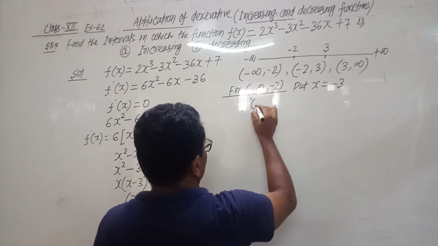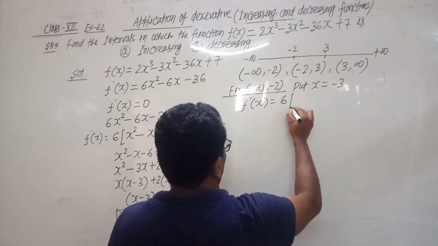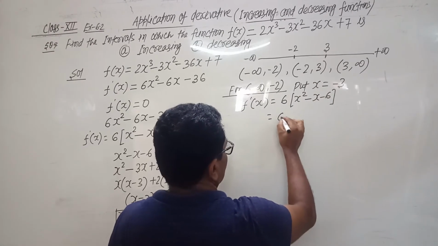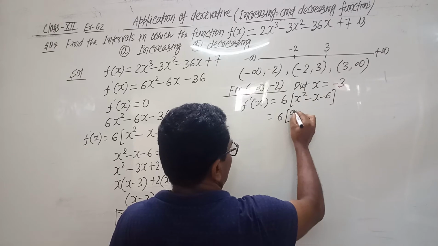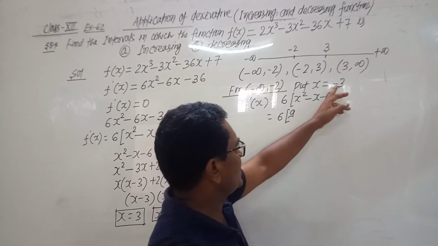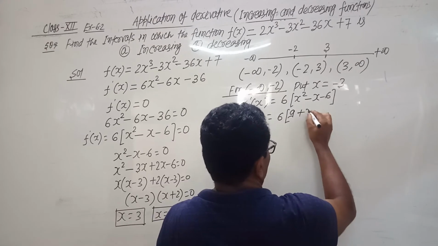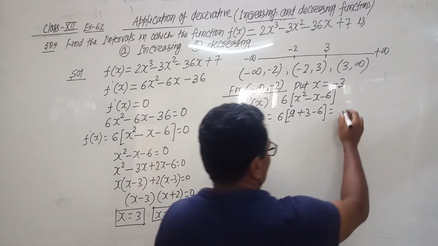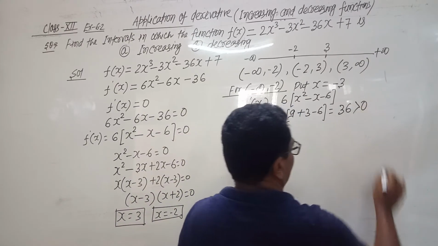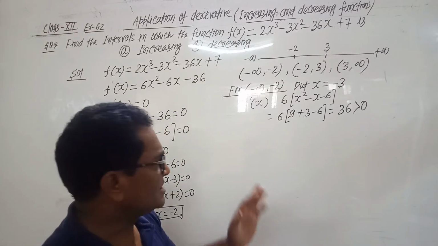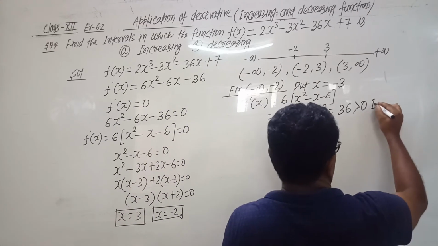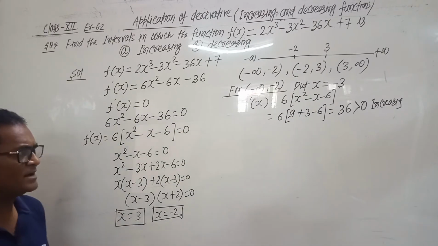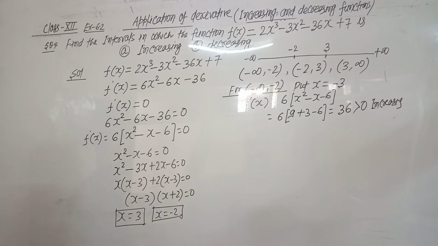So f'(x) is 6 times (x^2 - x - 6), and we put the value of x as -3. So (-3)^2 + 3 - 6 gives 9 + 3 = 12, minus 6 is 6, times 6 is 36, and 36 is greater than 0. It means in this interval the function is increasing. In the interval minus infinity to -2, the function is increasing.